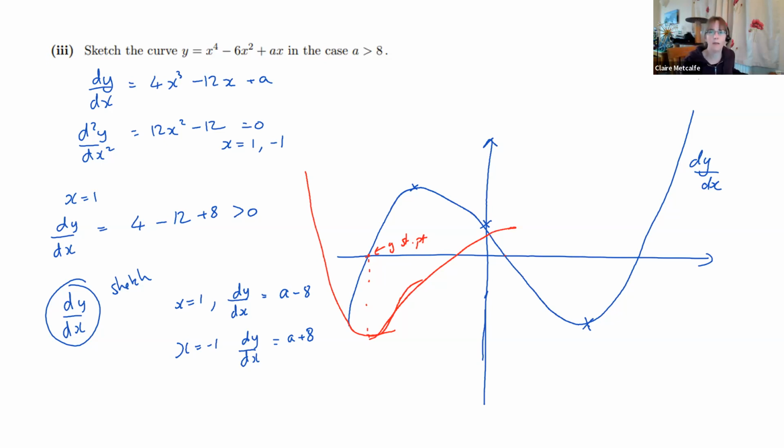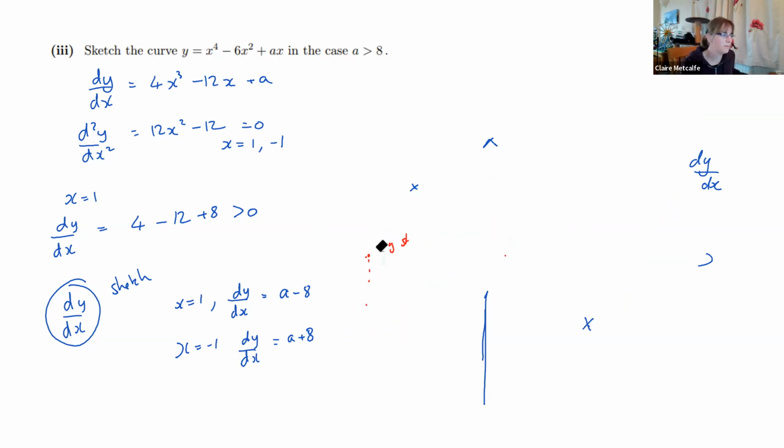I've done this a bit badly wrong. I'm going to just try this again. I'll tell you why I've done this wrong. That's because the gradient is always positive. Sometimes these questions do go slightly wrong.